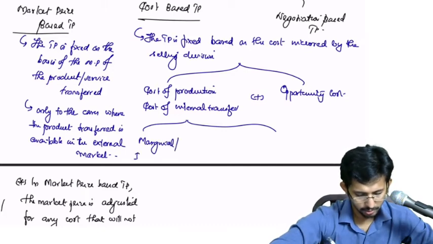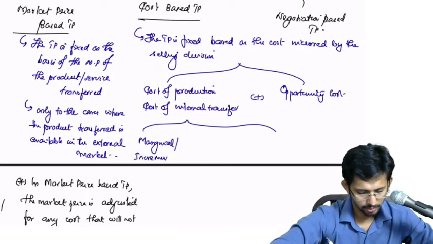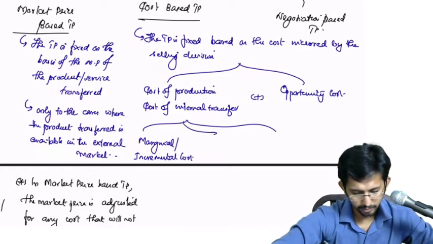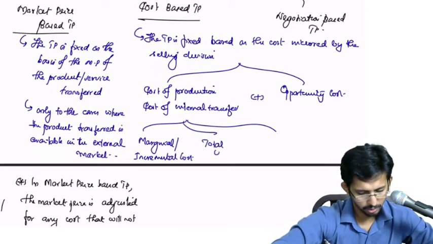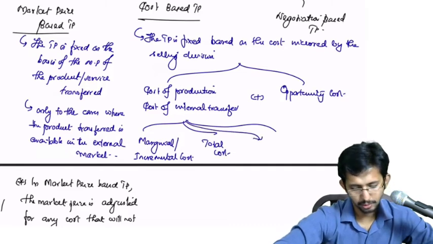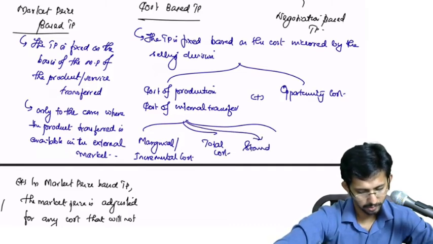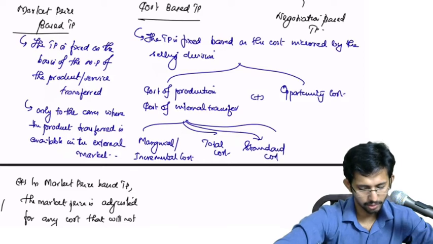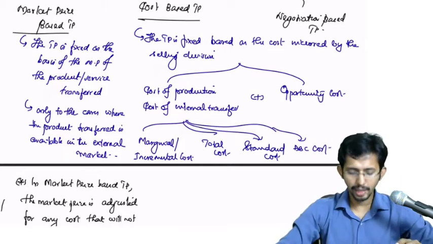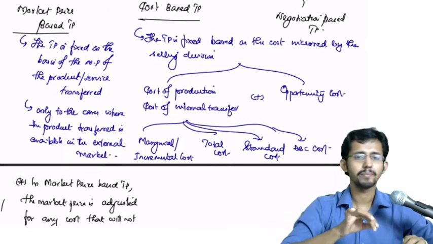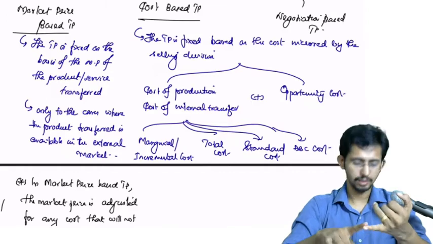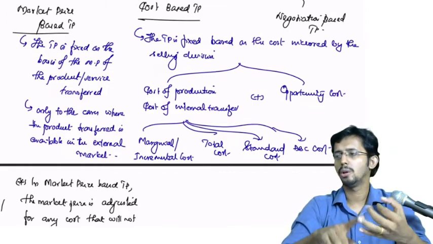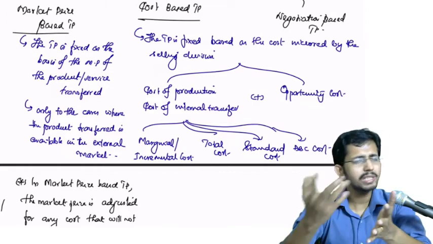Okay, now this cost can be further, you have marginal or incremental cost, you can have total cost, then you can have standard cost, then you can have ABC cost, etc. The cost you are taking can be either the marginal cost, or the total cost, or your ABC cost or standard cost, whichever.